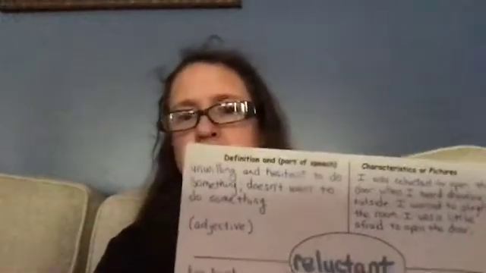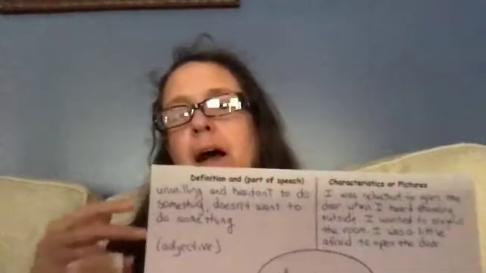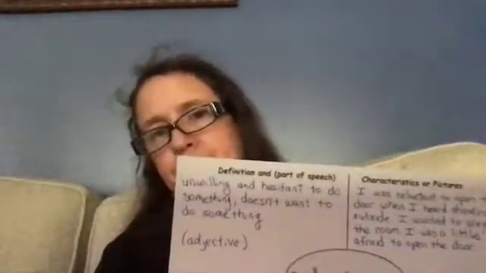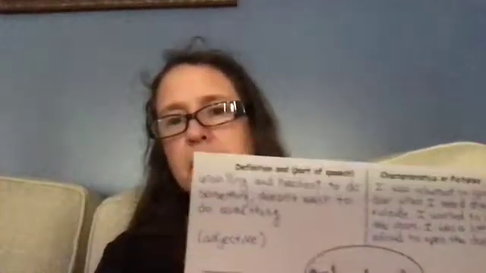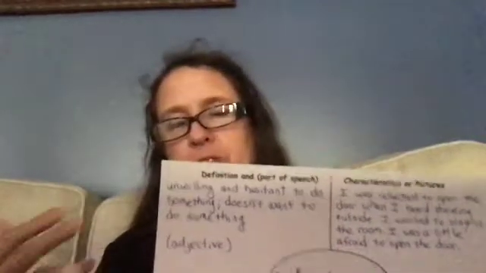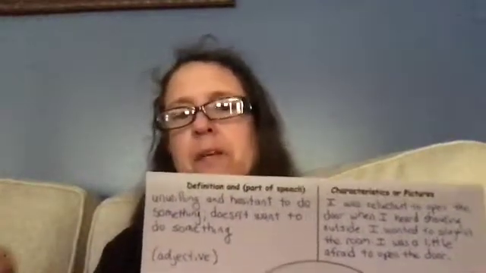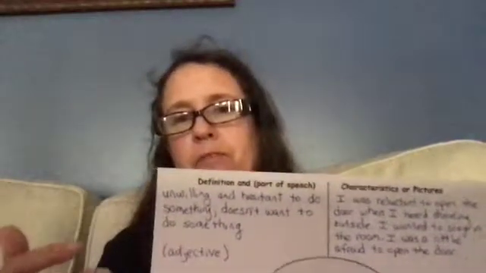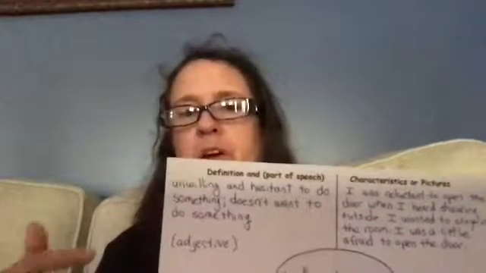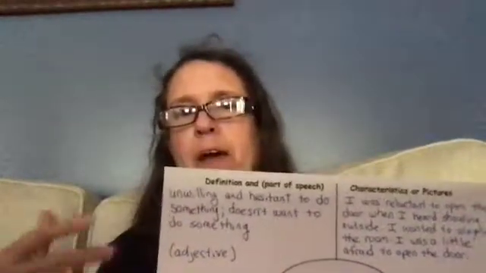And up here on the card, when we talk about characteristics or pictures, since I'm not very good at drawing, I write about when I was reluctant to open the door whenever I heard a noise on the outside. So I gave an example of when I was reluctant to do something. And we also talked about it in class, about how you can be reluctant to do something.